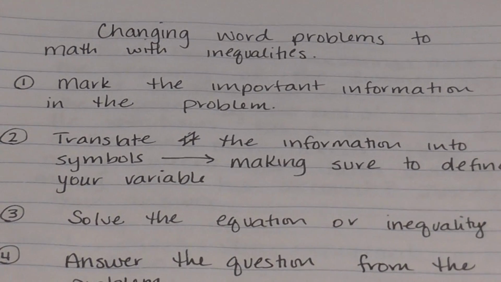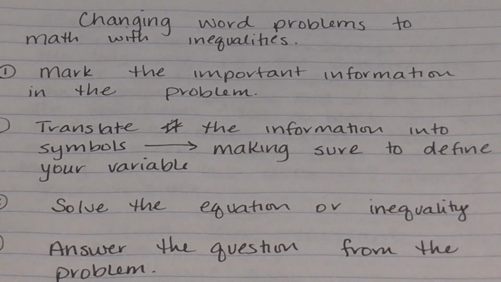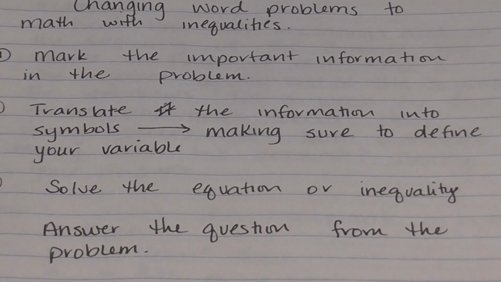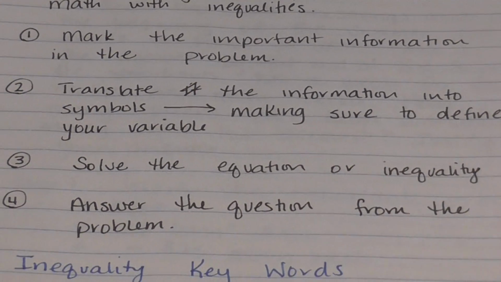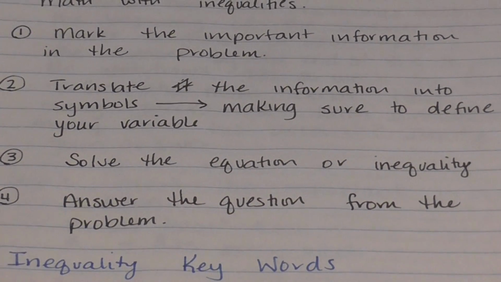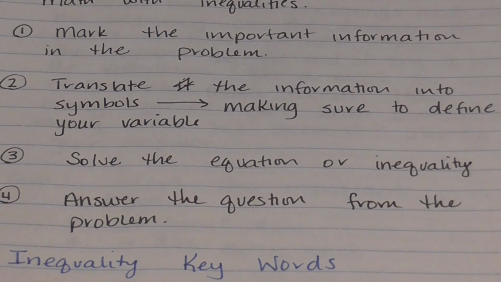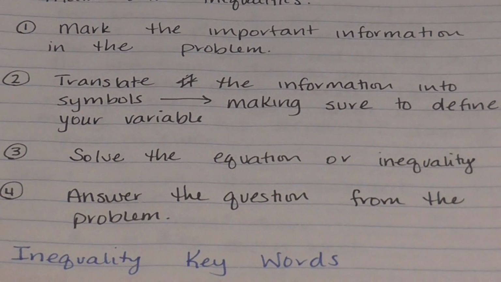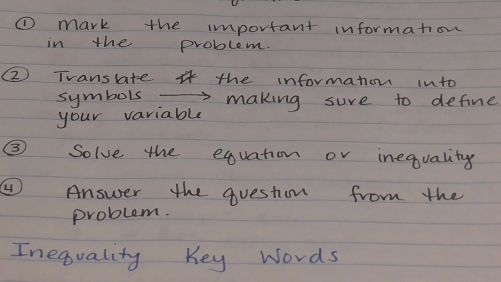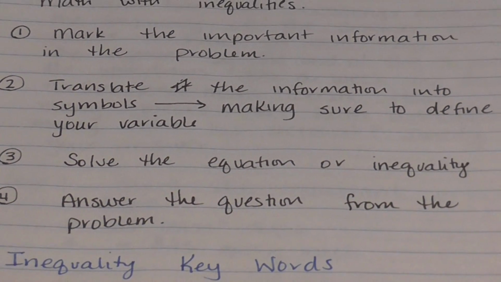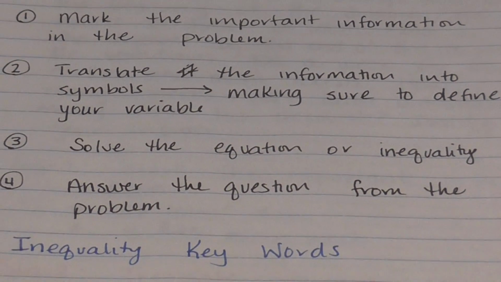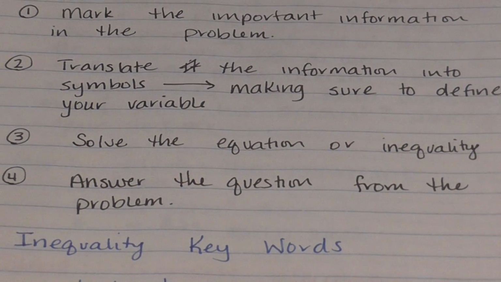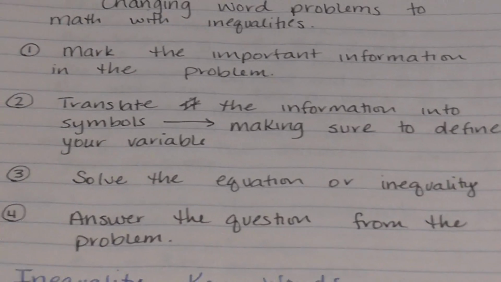So first things first, you need to mark the important information in the problem. Then, second step is translate the information into symbols, making sure to define your variable. Step 3, solve the equation or inequality. And then last but not least, step 4, answer the question from the problem. So you don't want to leave it with x is greater than 4. You need to explain what that means. So your answer should be in a complete sentence.